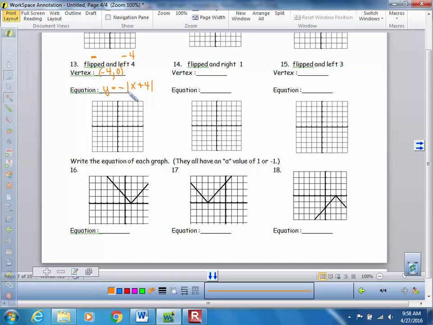So when I graph this, what I want to do is I want to graph my vertex. So -4, 0. I'm going to go left 1, 2, 3, 4. It told me it was flipped, so which way should the V be facing? Down.